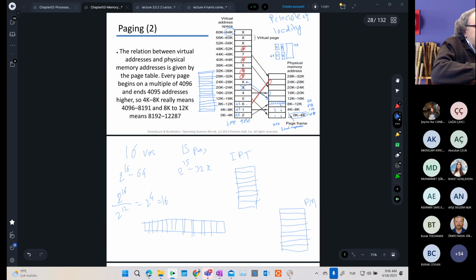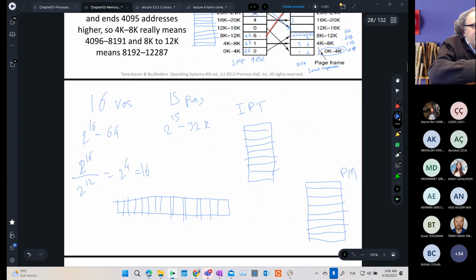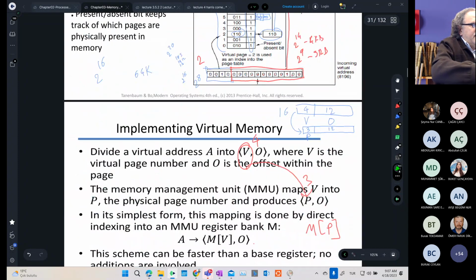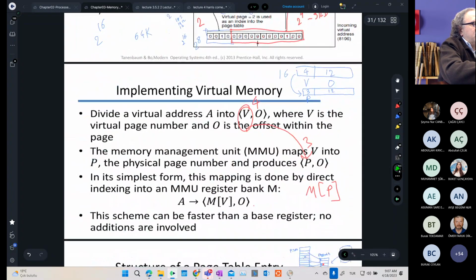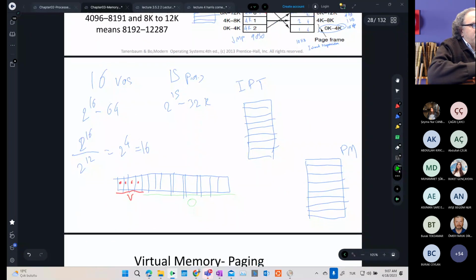Okay. And I need to translate it to a 15-bit address space. But my virtual part is the first 4 bits. So this bit, this bit, this bit, and this bit. This is my virtual bits. And the rest of them will be my offsets. V and O. Remember this? Divide the virtual address into V and O parts. It's exactly the same thing, V and O, okay?